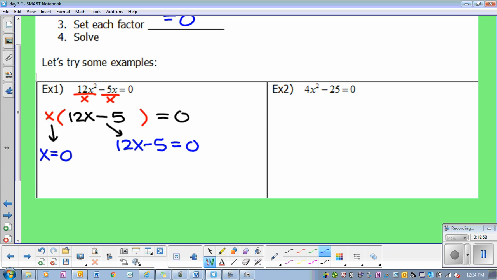This one, x equals 0. I mean, that's already done, right? So perfect. This one, I need to add the 5. 12x equals 5. Now what? Divide by 12. And then x equals 5 twelfths.